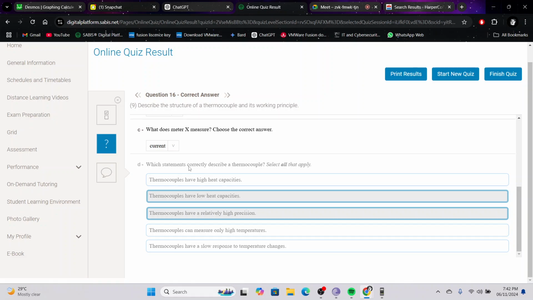What statements correctly describe a thermocouple? They have low heat capacities and they have relatively high precision. So obviously it's not high heat capacities because we just said they have low heat capacities, and they can measure variable temperatures, not high temperatures only. Thermocouples have slow response to temperature changes? Actually, no, they're very adaptive to the temperature. They can respond very quickly.